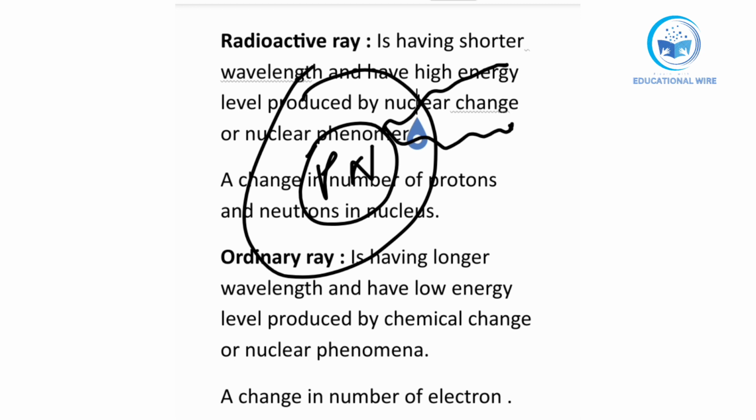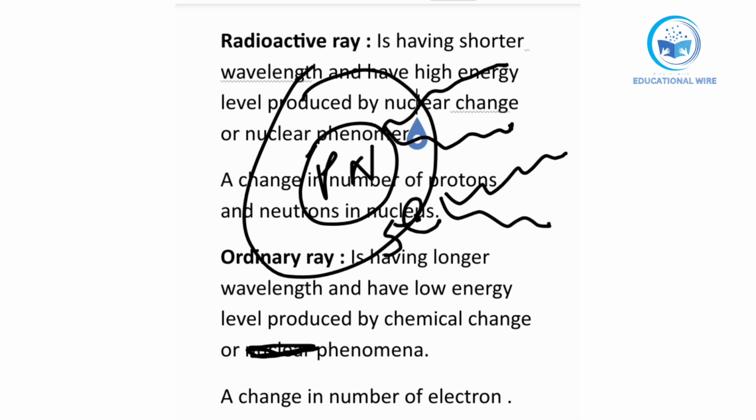Secondly, we have the ordinary ray. It involves an electron and has a longer wavelength but low energy level. We have done previously that longer wavelength means low energy level, and shorter wavelength means high energy level. After that, it is produced by a chemical change or chemical phenomena. Sorry, by mistake I wrote it over here. It happens as a change in the number of electrons.